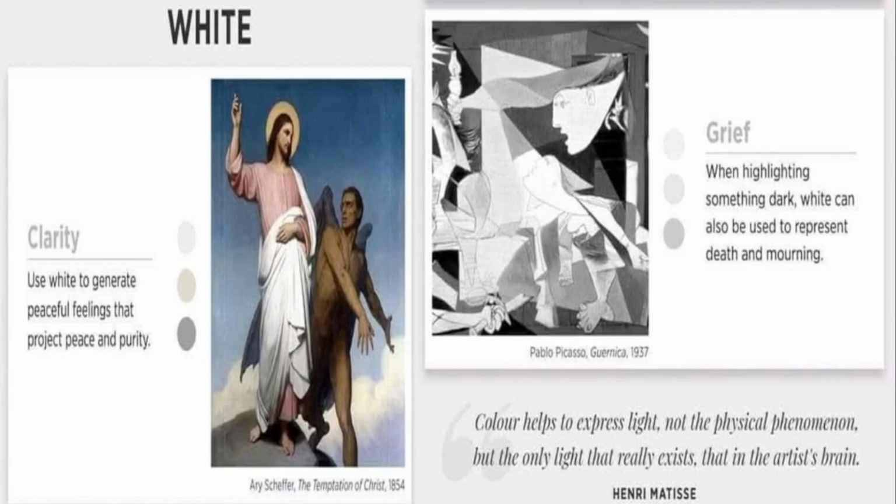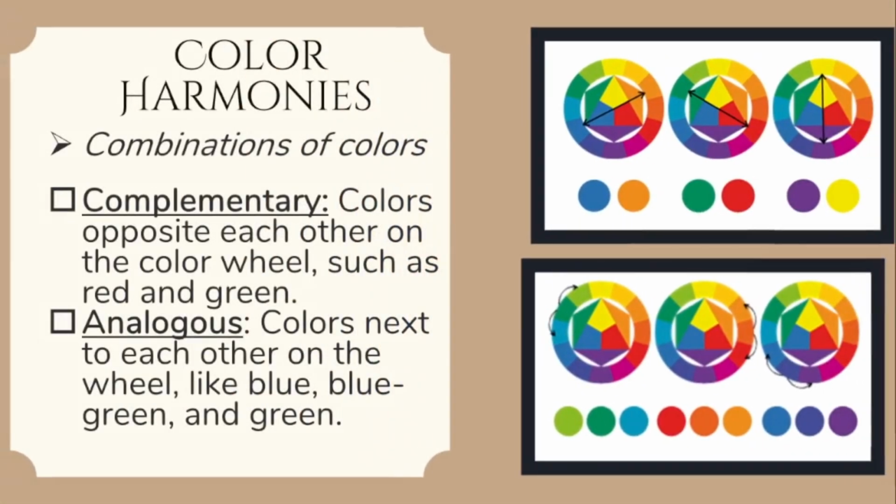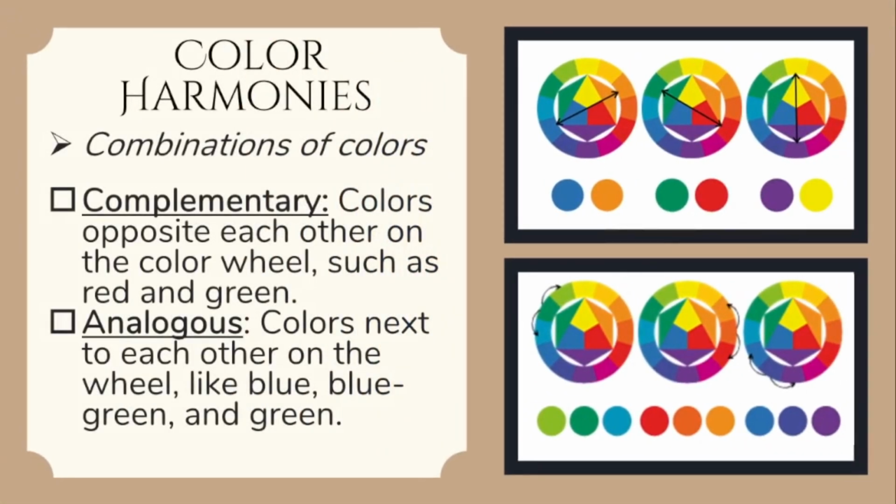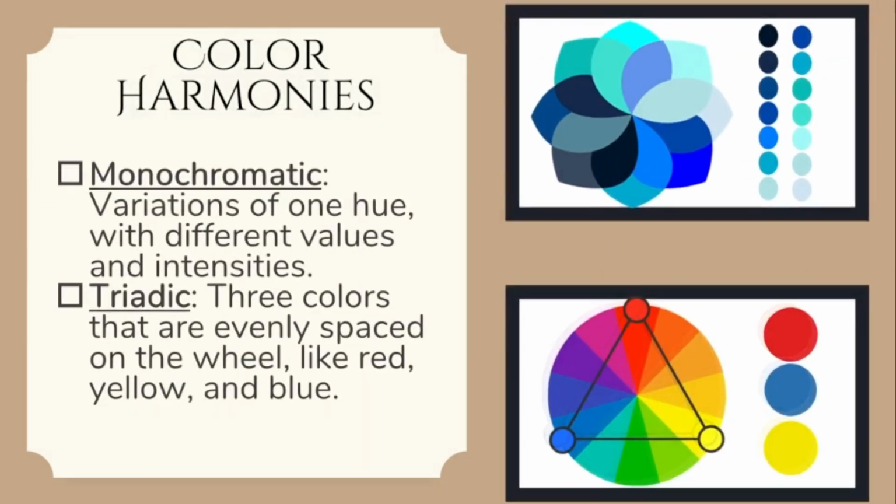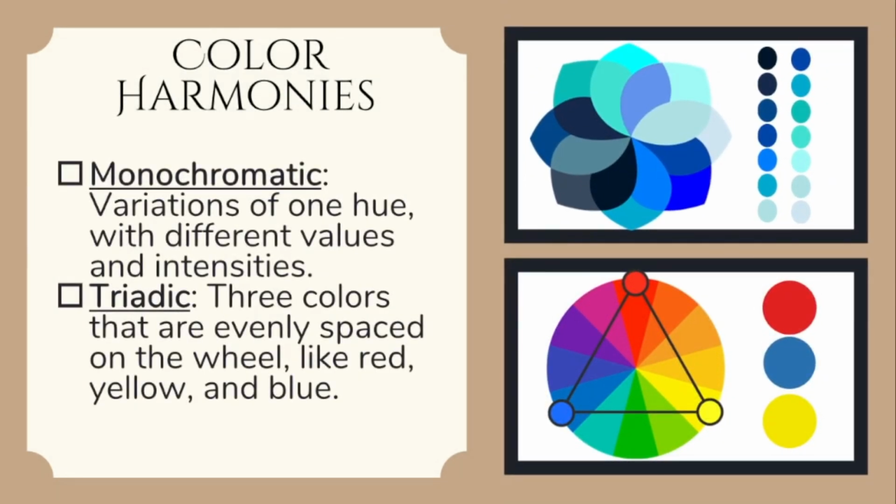Color harmonies. Combinations of colors that are pleasing to the eye, including complementary, colors opposite each other on the color wheel, such as red and green. Analogous, colors next to each other on the wheel, like blue, blue-green, and green. Monochromatic, variations of one hue with different values and intensities. Triadic, three colors that are evenly spaced on the wheel, like red, yellow, and blue.